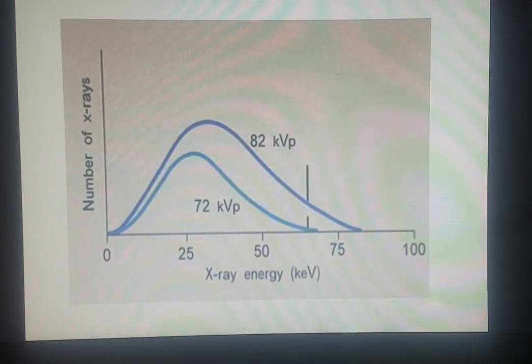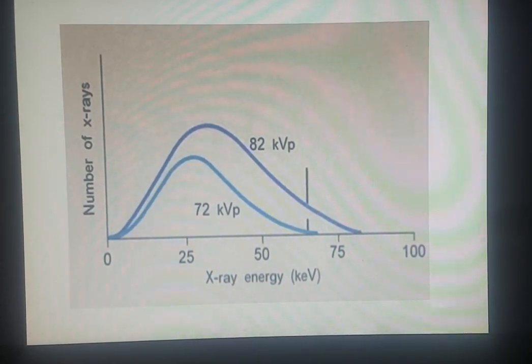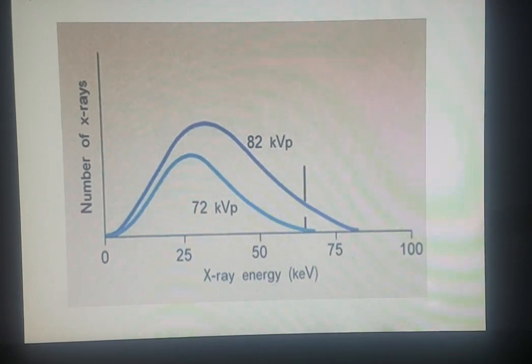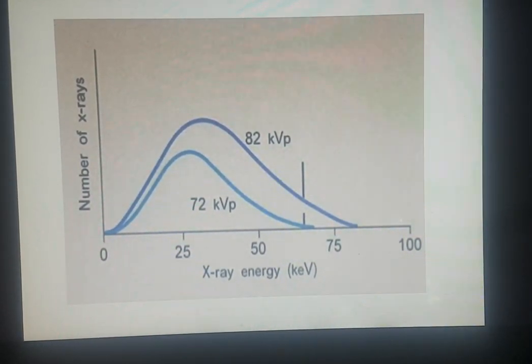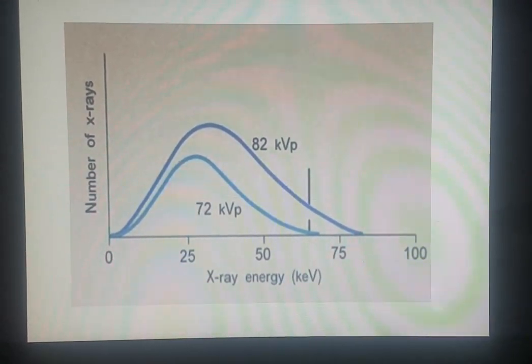We can clearly see in this figure that by increasing the KVP, not only has the amplitude increased, but there is also a shift towards the right side on the X-ray energy axis.